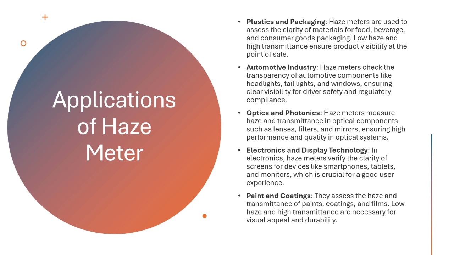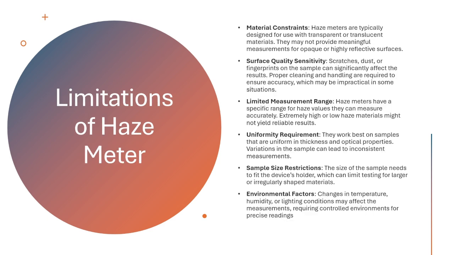Also, in today's times, various electronic and display technologies, such as smartphones and tablets, need to be properly tested with the haze meter for mass production, for good clarity of the screens and good user experience. Also, paints and coatings are assessed with the haze meter for transmittance through them. Low haze and high transmittance are necessarily required for visual appeal and durability.